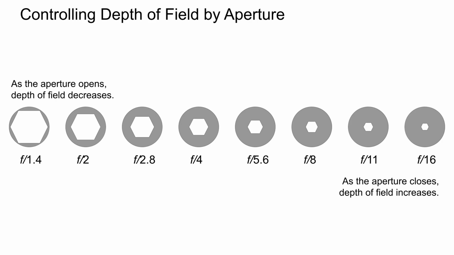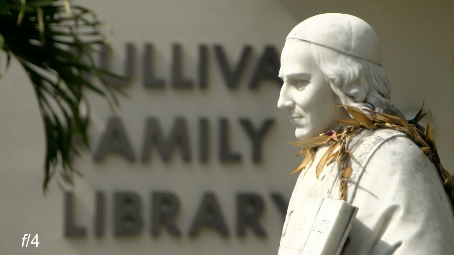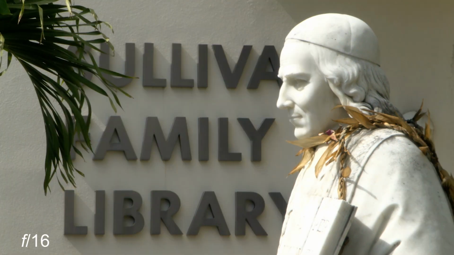Okay. This is one that I shot out in front of Ivanhall. This is the Father Chaminade statue with the Sullivan Family Library in the background. And you can see Father Chaminade is in focus, but the sign behind him is not in focus. I shot this with an aperture of f4. In this next image, I have closed down to an aperture of f16. And look what's happened. Both Father Chaminade and the sign behind him are in focus. And the palm fronds are in focus.